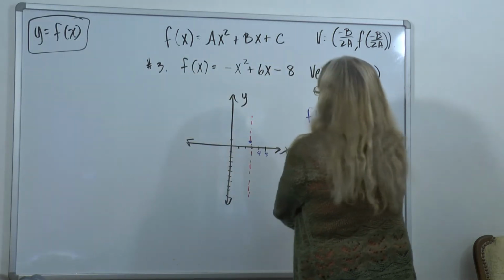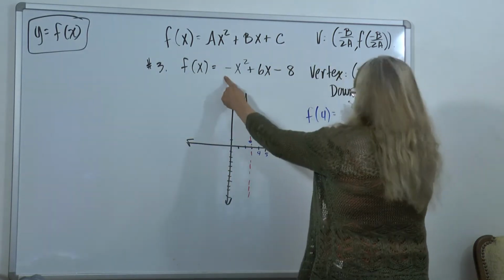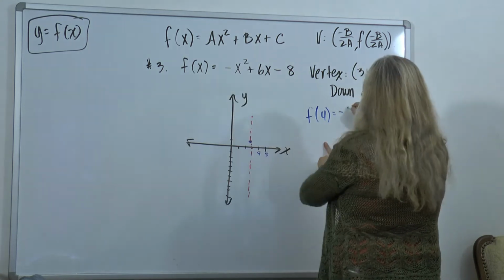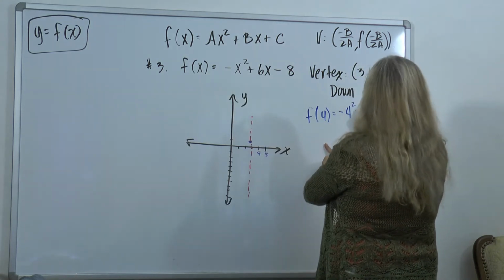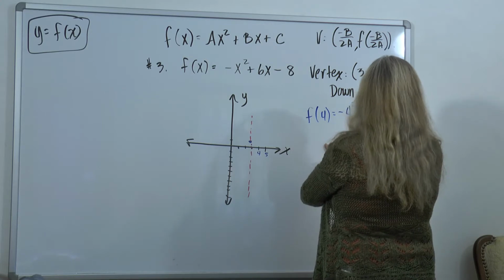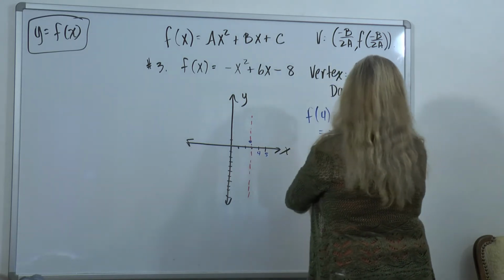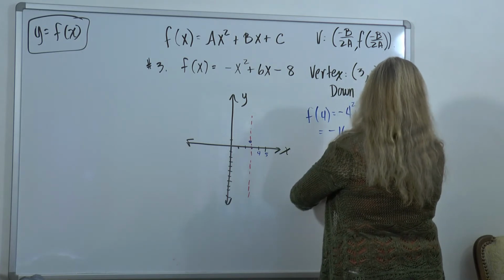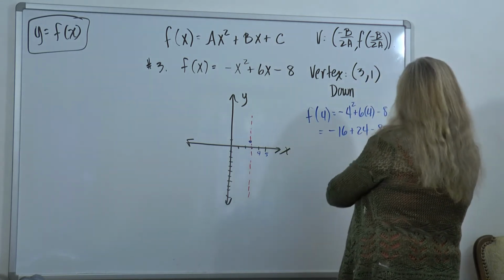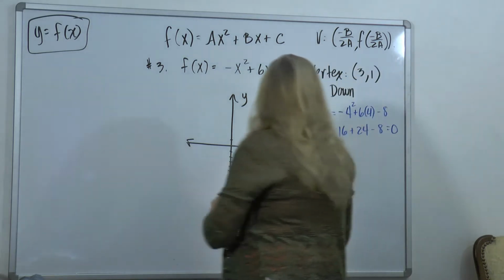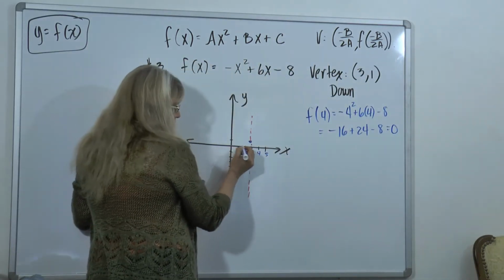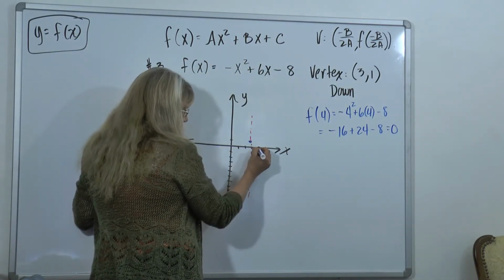So f of 4, again, your minus sign is before the fact. Okay, so I have negative 16 plus 24 minus 8. Well, that's going to be 0. So 4, 0. So from the origin, 4 in the x, 0 in the y.